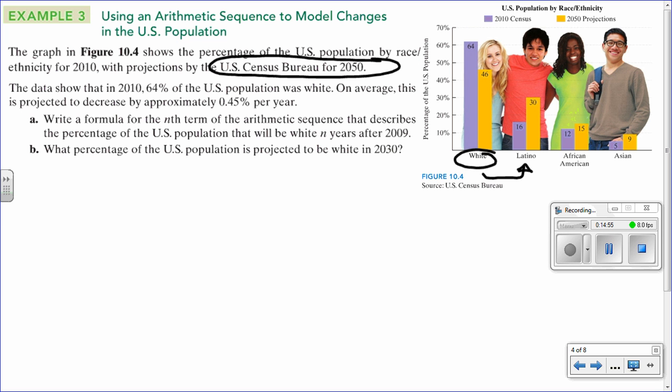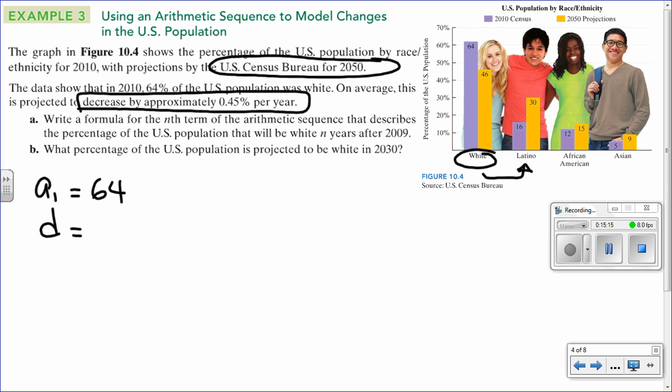And here we're not really working with what was the total population. We're just working with the percentage, okay? So then we're going to say that A sub 1 was just 64, or 64%. And then D, which is the common difference, and because it says decrease, we're going to say negative 0.45. Why is it negative 0.45? Because it's 0.45%, so it is decreasing. So we don't need to move the decimal point, we just take those numbers like that.